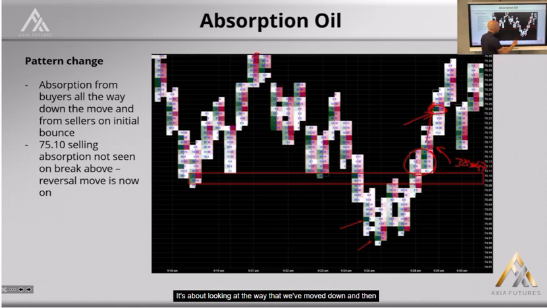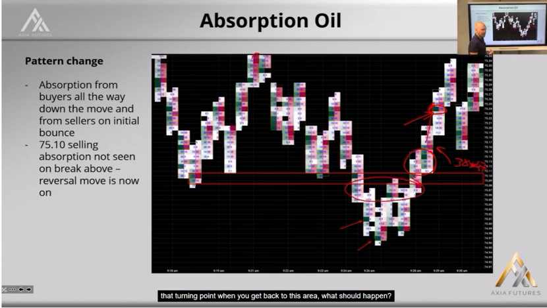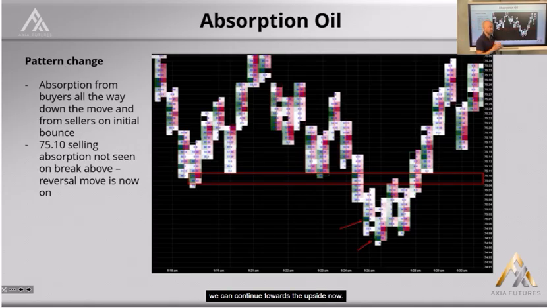It's about looking at the way that we've moved down and then that turning point. When you get back to this area, what should happen? Well, if sellers are strong, it should be absorbed from there. They should come in and stop the market going up. They don't do it. So when they don't do it, this opens the door for the move higher. You can be ready for that. You know what to be looking for because you've seen the way that they've done it up here. So if they don't come in, they basically open the door and say, yep, we can continue towards the upside now. So that's a little pattern change.